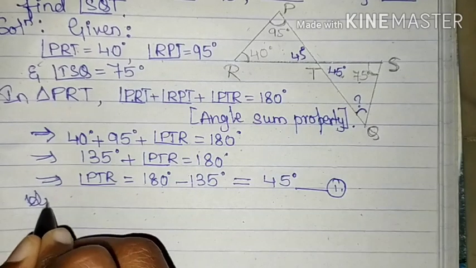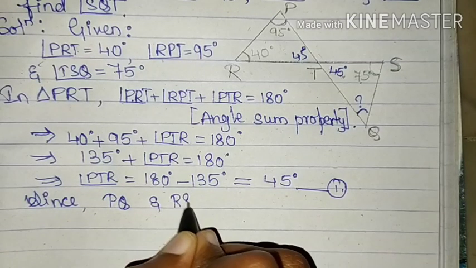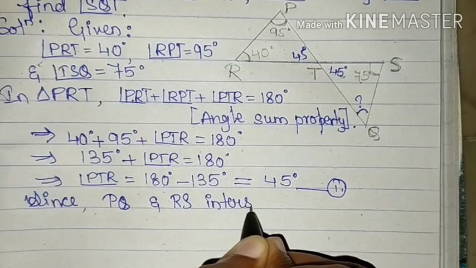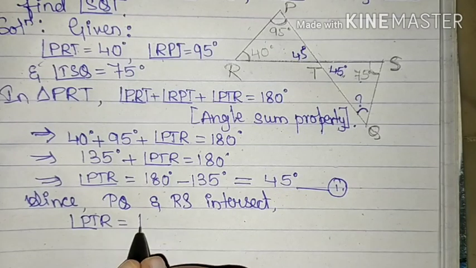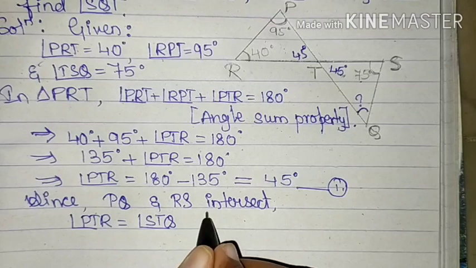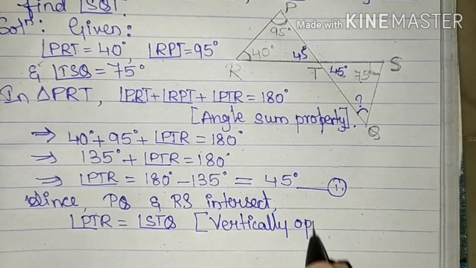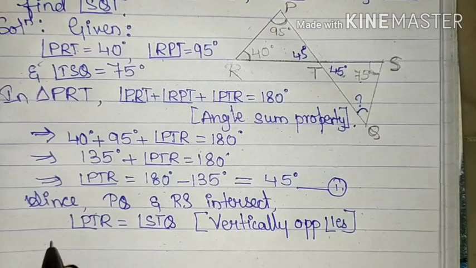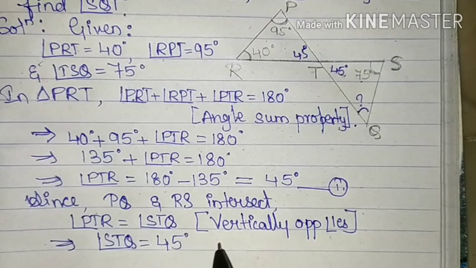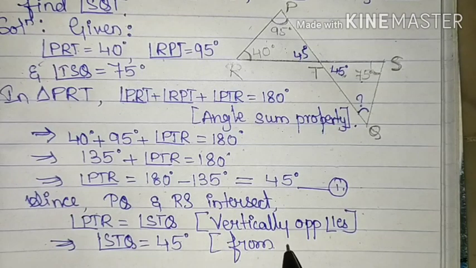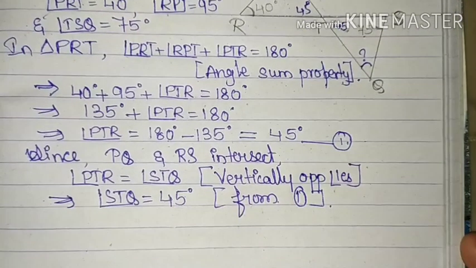Since PQ and RS intersect, angle PTR is equal to angle STQ, because they are a pair of vertically opposite angles. So this implies angle STQ is equal to 45 degrees. From result 1, we found the value of angle PTR. So now let us concentrate on the second triangle.